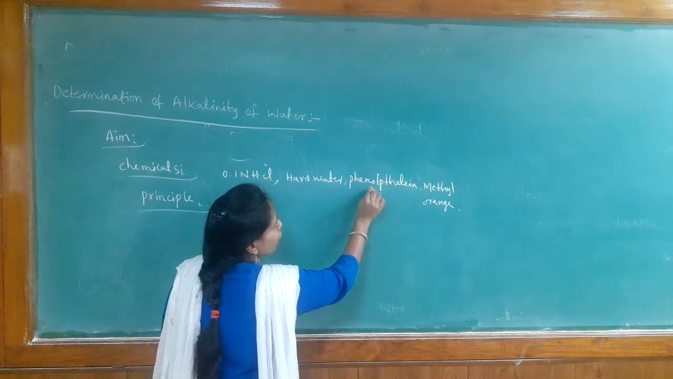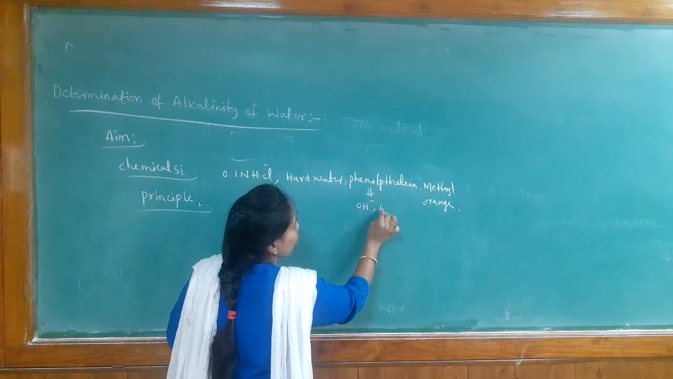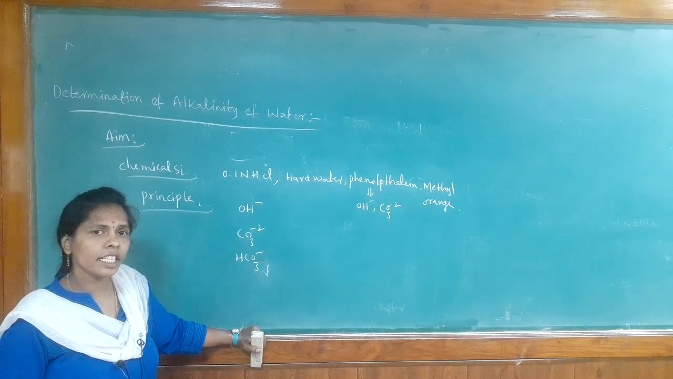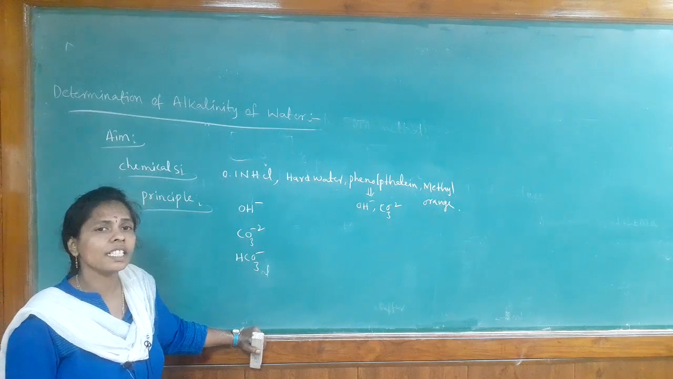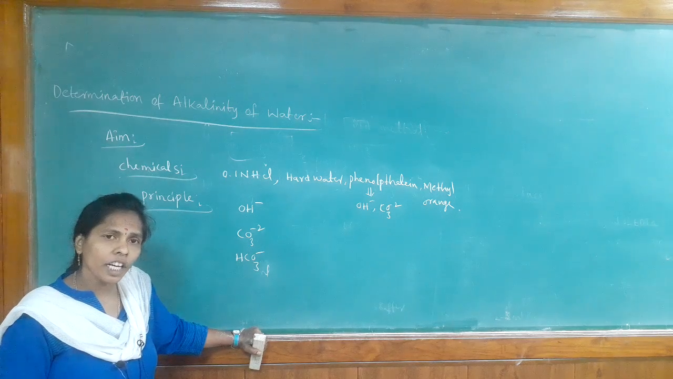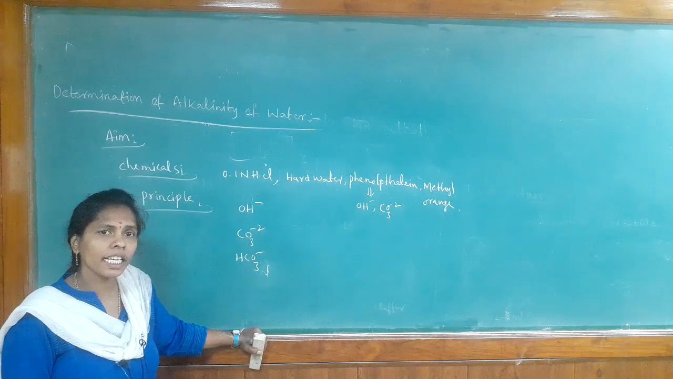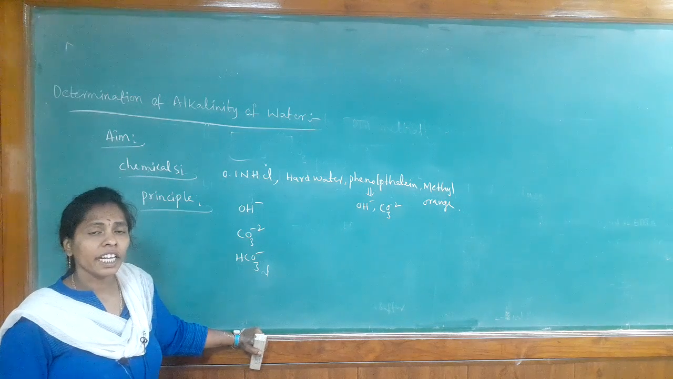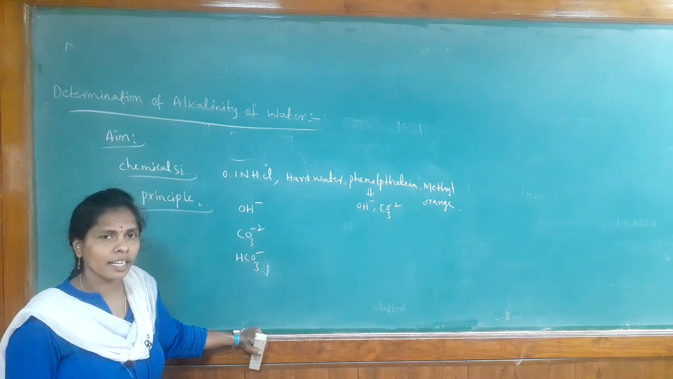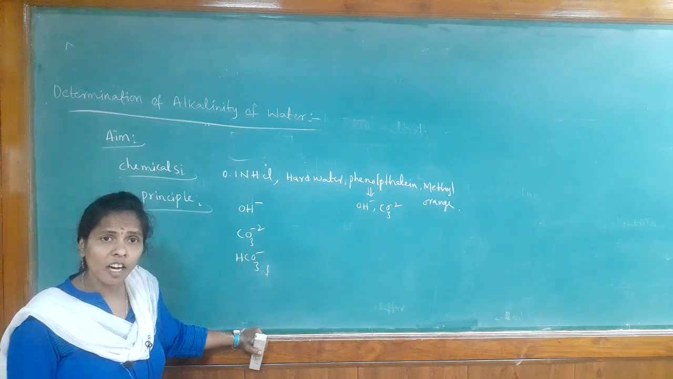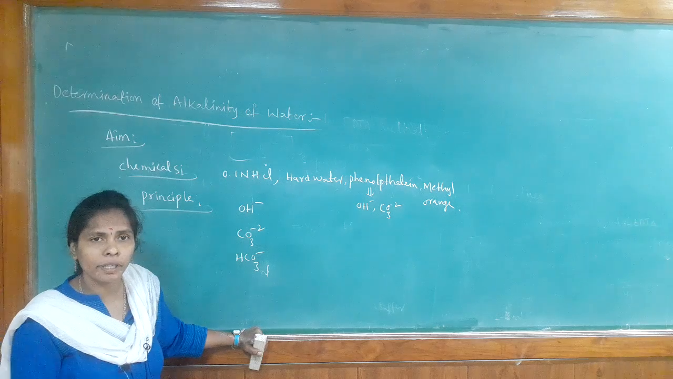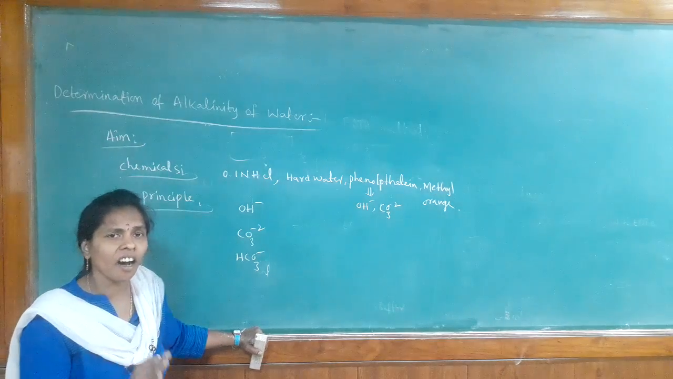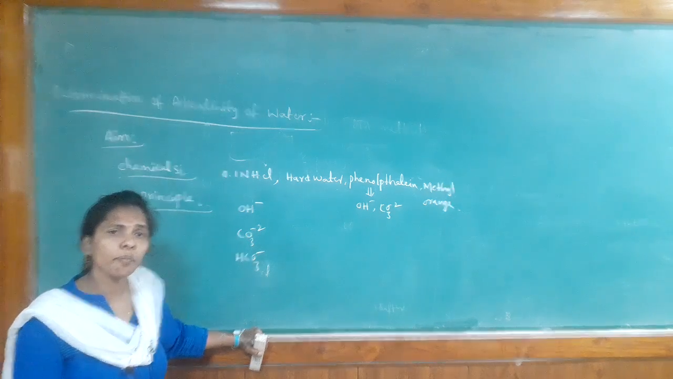So, what is the nature of phenolphthalein? It finds OH minus and carbonate, whereas methyl orange is used to find all three ions in the given water sample. That means methyl orange finds OH minus, carbonate and bicarbonate, whereas phenolphthalein is used to find OH minus and carbonate, but this carbonate also it does not find completely. By using phenolphthalein, we can find the end point only half. We can't find the end point completely.